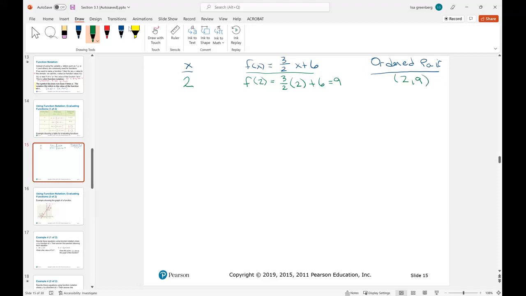So I still have my X value. I plug it in. Instead of getting Y, I'm actually finding F of 2. Okay? And I'm evaluating it. I'm saying, what is Y? Basically, if I say F of 2 equals what, I'm saying, what is Y when X equals 2? Okay.